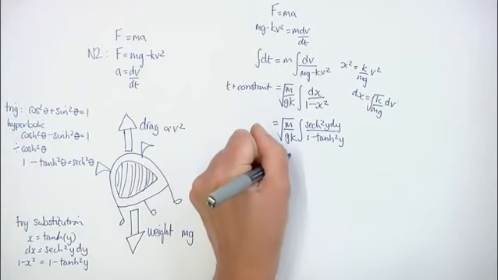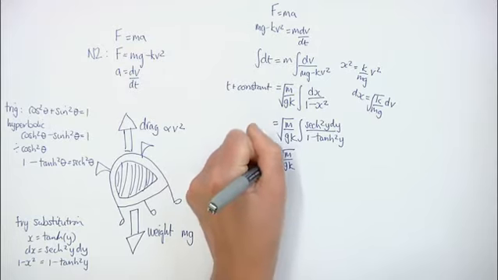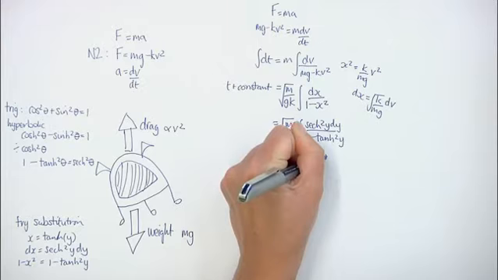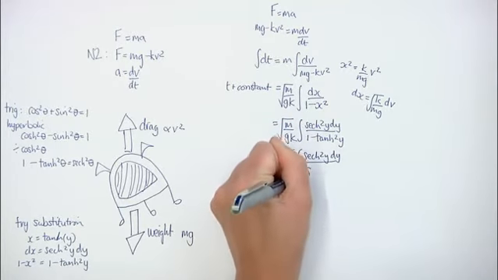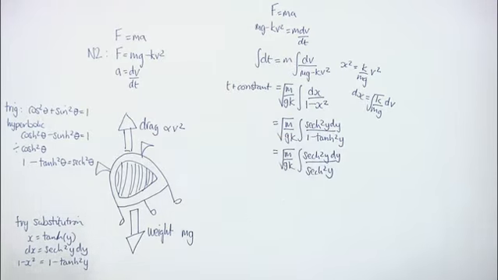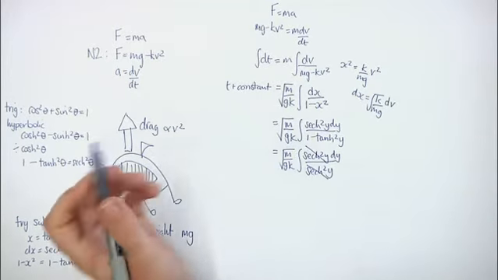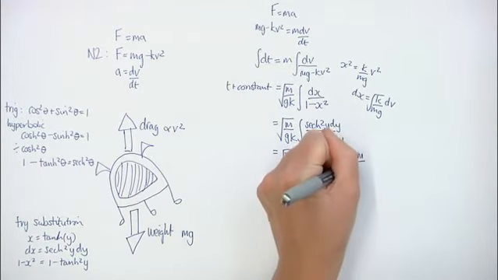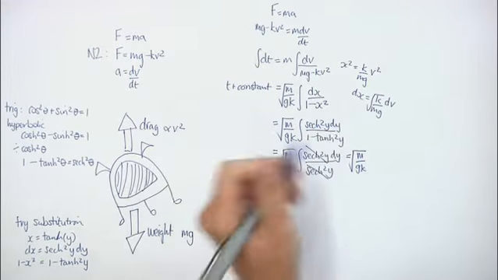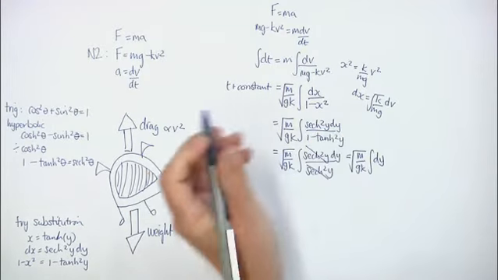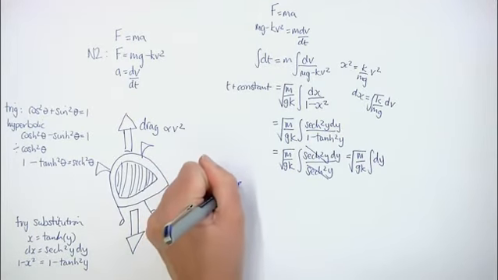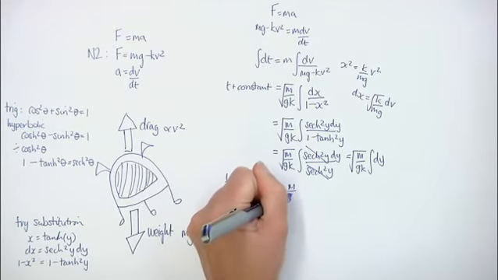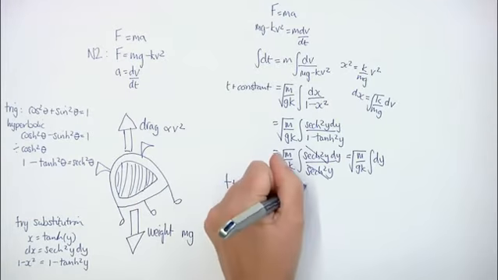We're left with the square root of m over gk times sech squared y dy divided by sech squared y. These terms cancel, and we're just left with t plus a constant is equal to the square root of m over gk times the integral dy, which is t plus a constant equals the square root of m over gk times y.